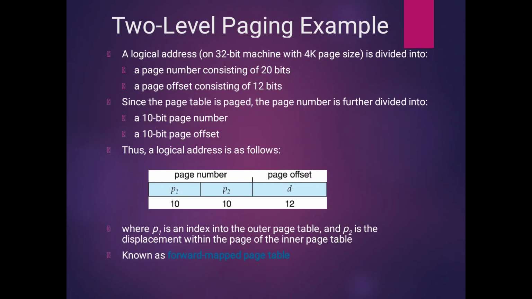So in this two-level paging example, a logical address is divided into two parts, a page number and a page offset. Since the page table is paged, the page number is further divided into a 10-bit page number and a 10-bit page offset. So here the page number is further divided into two parts. The logical address is now P1, P2 and D, three parts, where P1 is the index to the outer page table and P2 is the displacement within the page of the inner page table, known as a forward-mapped page table.